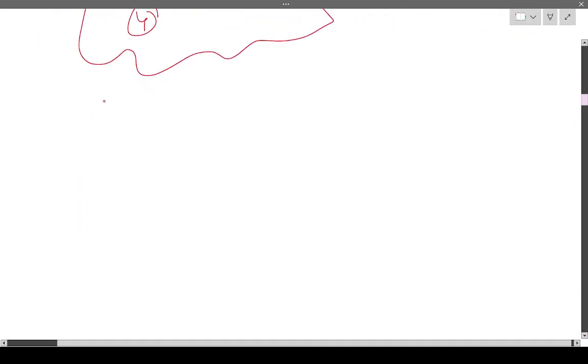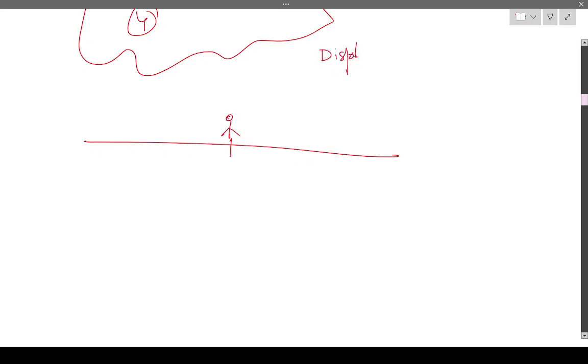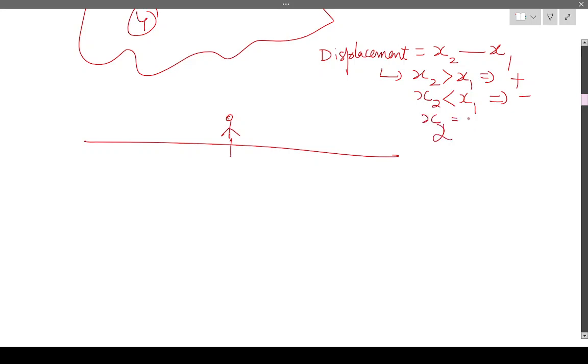I will come up with one example. Suppose a person is standing at this position. Now, how can you calculate the displacement? Displacement is nothing but final point minus initial point. Based on that, there are three conditions. Suppose the final point x2 is greater than x1, then the displacement is positive. If x2 is less than x1, it is negative. If x2 is equal to x1, the displacement is 0. Is it clear?